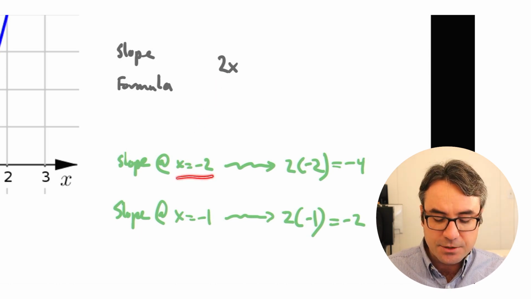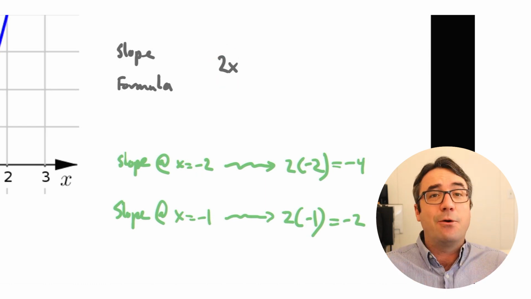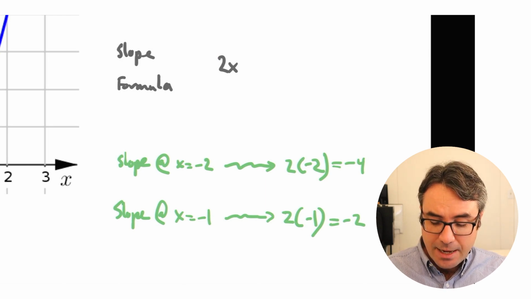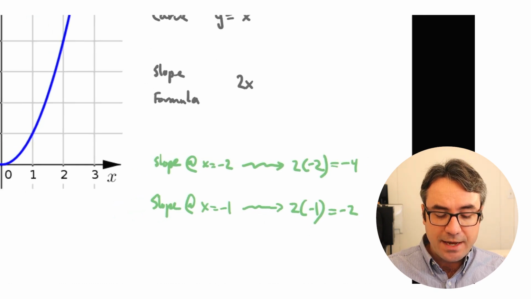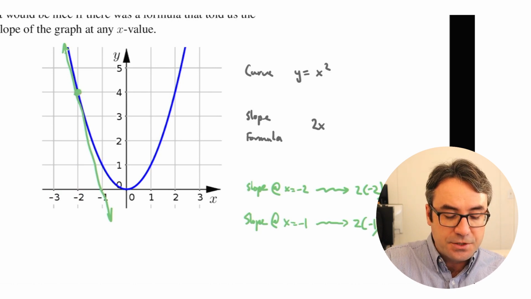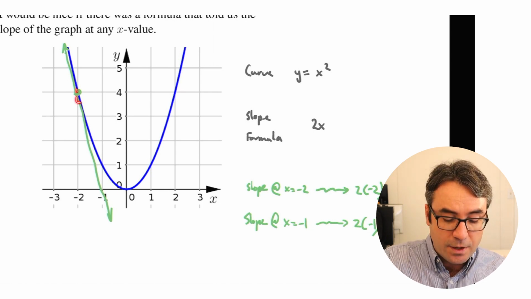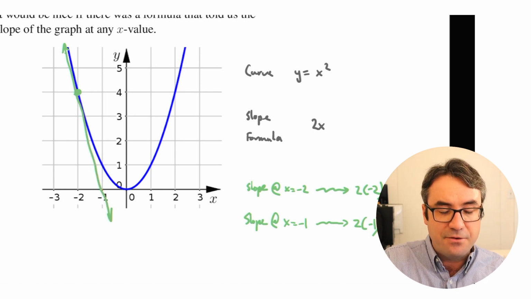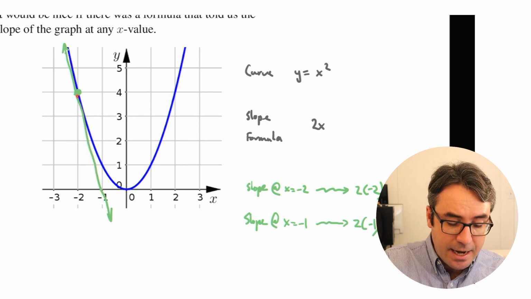So for instance, when x was -2, we plugged it into this slope formula, 2x, however we got that formula. And we got 2 times -2, which was -4. What that told us is that at the point on the curve at -2, the slope of our graph, or essentially the slope of the tangent line, was -4. We verified it graphically by drawing in what we thought the tangent line would look like, and yes, it does look like a slope of -4.